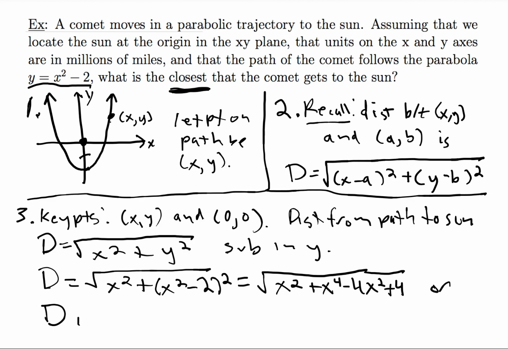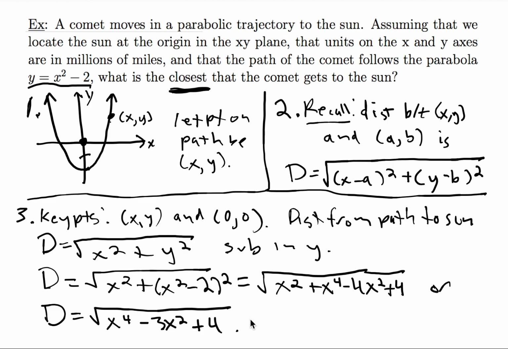or probably in the most simplified form that I can make it right now, d is going to be square root of, I'll combine terms, x to the 4th minus 3x squared, because I had one positive 1 and 4 negative 1s, and then I'll add 4 in the end. This guy is my function to minimize. This reflects my distance between my comet and the sun at the origin at a given x value. Okay? So, next step, what do I do with this thing?